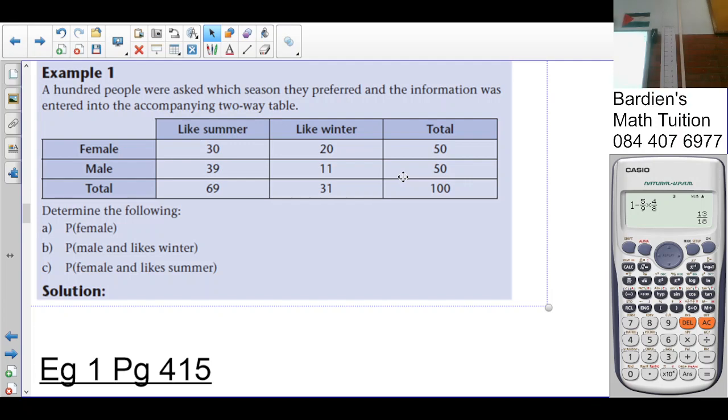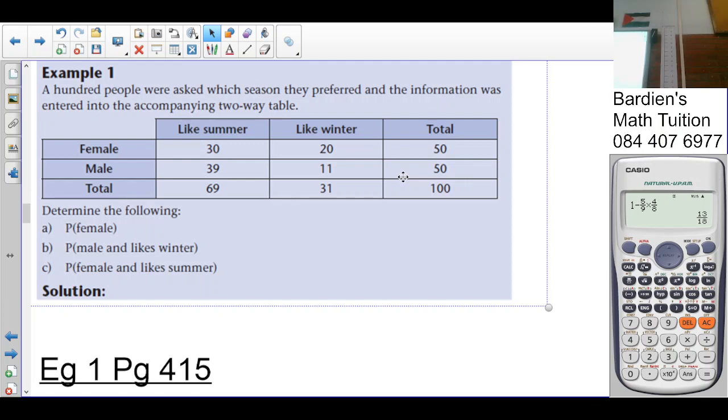So we had female, male, and a total, of 50 males and 50 females. And like summer, the total of males and females who like summer is 69, likes winter, the total of males and females who like winter is 31, and the totals come to 100 both ways. Okay. The first question says, determine the following.